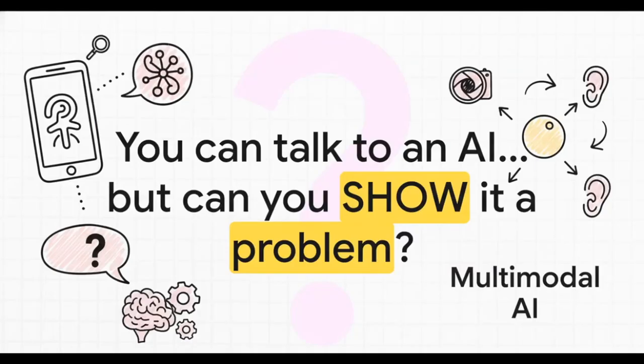Think about it like this. You can type a question into an AI, no problem. But what if your issue is visual? Let's say some weird little icon just appeared on your phone's status bar. You don't want to try and describe it, right? You just want to take a screenshot and ask, what on earth is this? That's a whole different ballgame. That needs an AI that gets both your words and your picture at the same time.